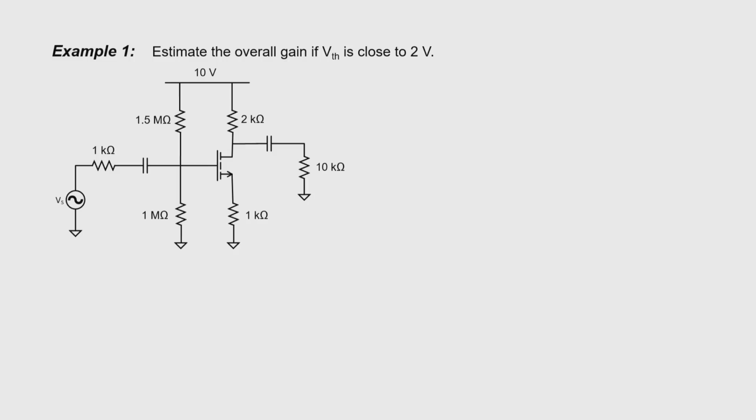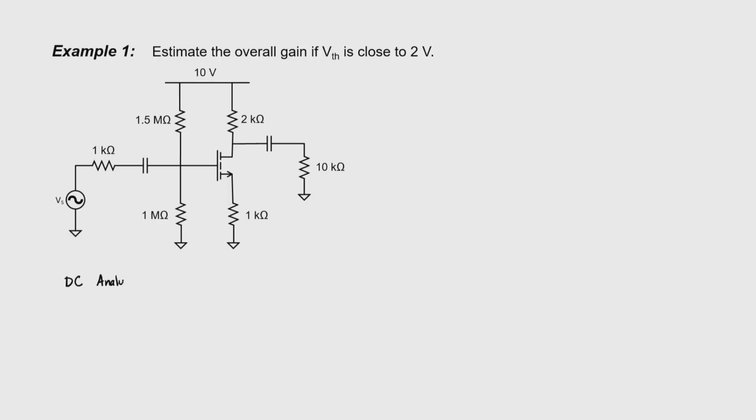We're going to be estimating the gain if we have a threshold voltage around 2 volts. Just by inspection, we can see that the gain is going to be -2 if I take this resistance divided by this resistance, and that it's going to be reduced a bit by some voltage divider. So I expect a gain somewhere between -1 and -2. Let's see how it works out.